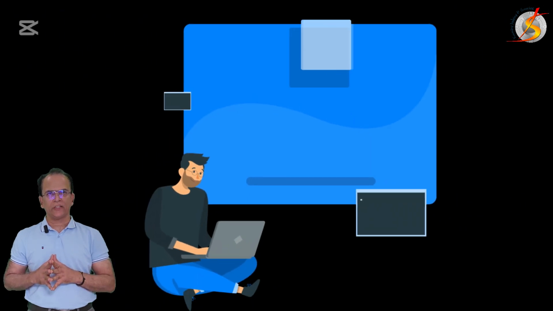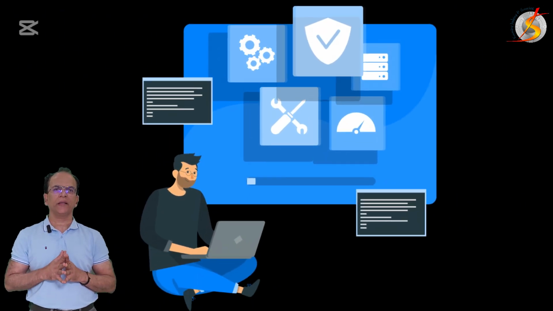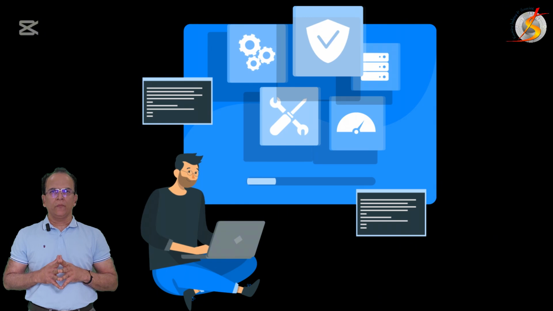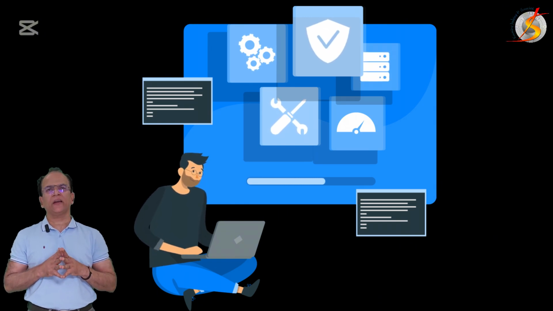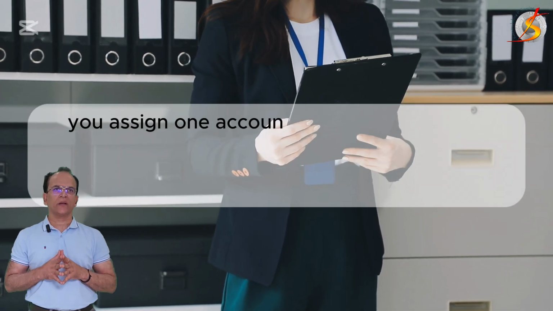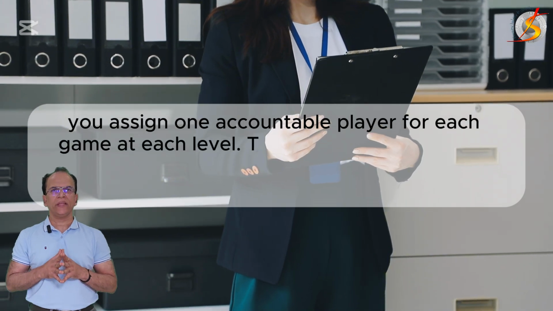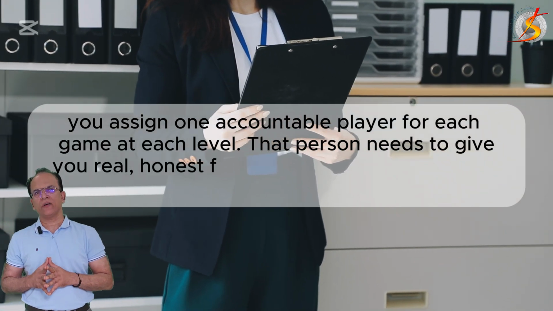Very nice question. Honestly, I see myself as a program manager playing multiple games at the same time. But here is the catch. Each game is at a different level. Now how do you win at all of them? It's very simple. You assign one accountable player for each game at each level.